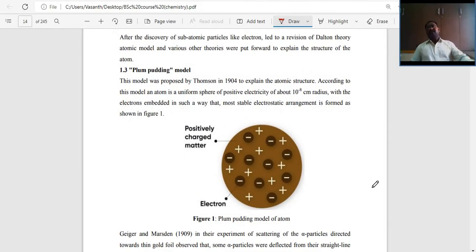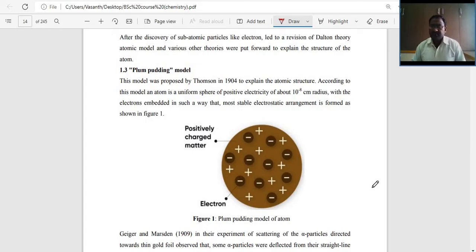Once we discovered the fundamental particles of an atom, like protons, neutrons and electrons, the challenging job was how these fundamental particles are distributed in the atom. Generally, we think of the charge of these protons, neutrons and electrons.